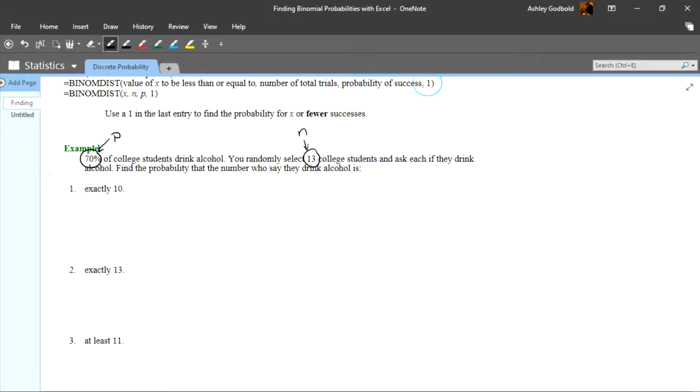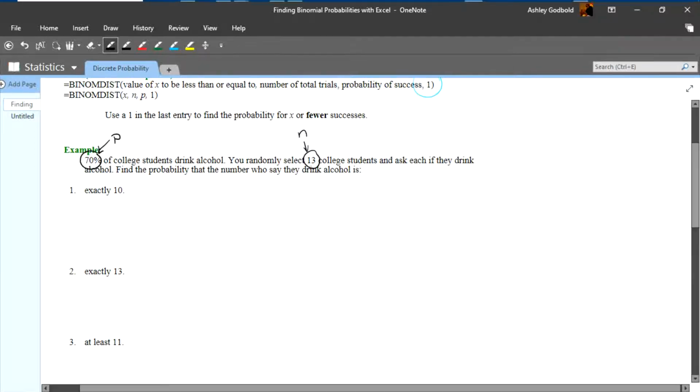By the way, I'd like to point out that this is a completely made-up problem. I have no idea what the percentage of college students who drink alcohol is. I just made up these numbers so that I could have an example to show you. Let's look at the first example.